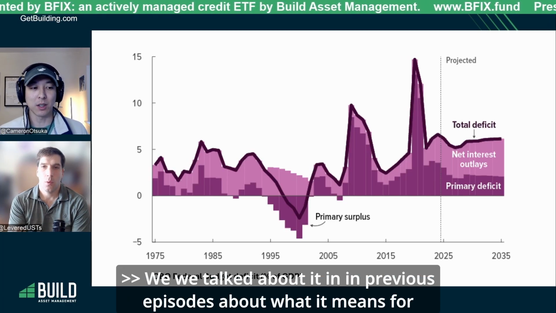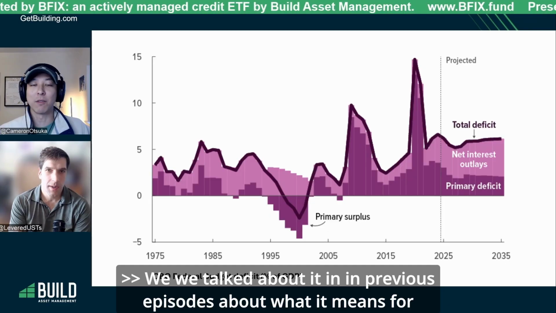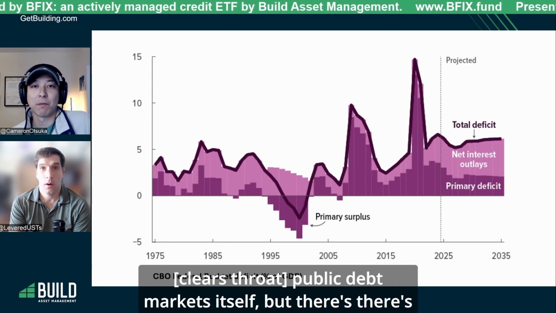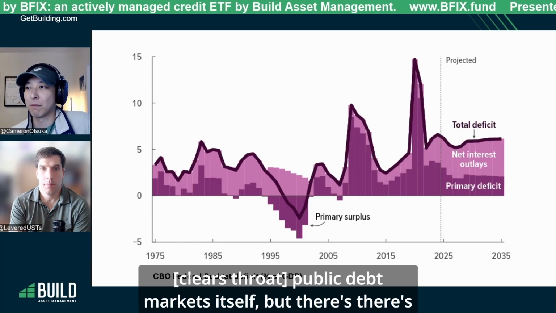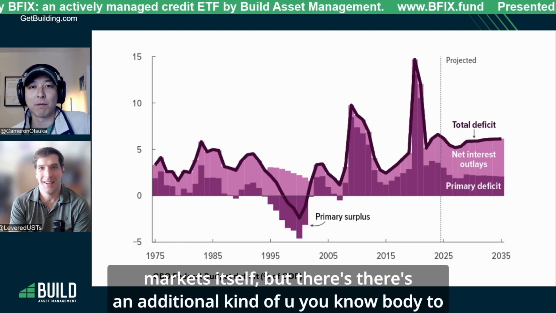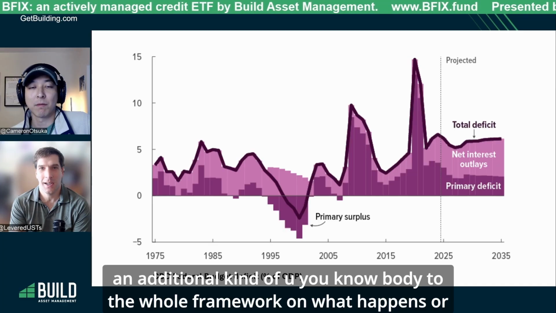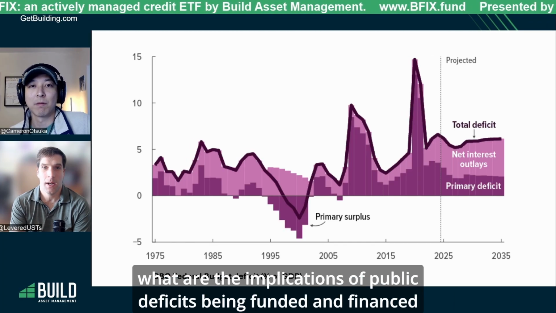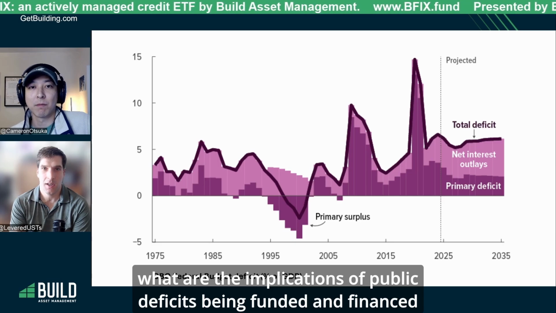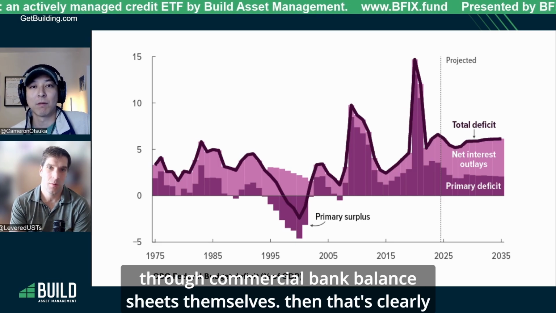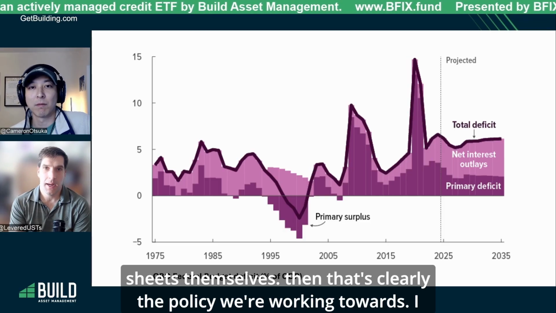Okay, so let's continue here. We talked about it in previous episodes, what it means for public debt markets itself, but there's an additional body to the whole framework on what happens, or what the implications are, of public deficits being funded and financed through commercial bank balance sheets themselves.